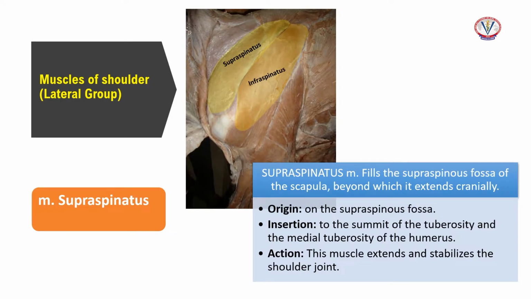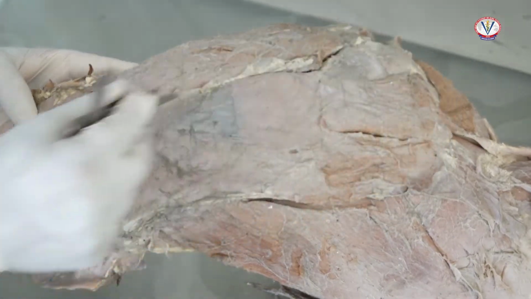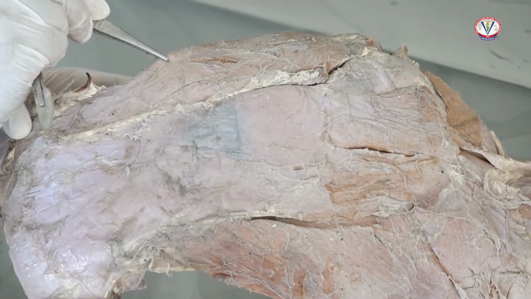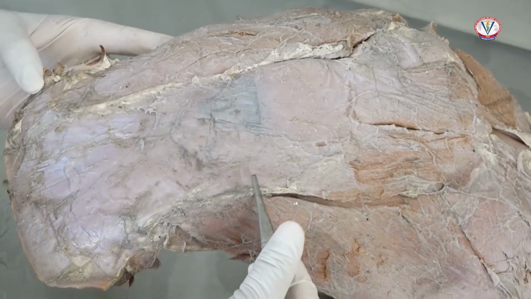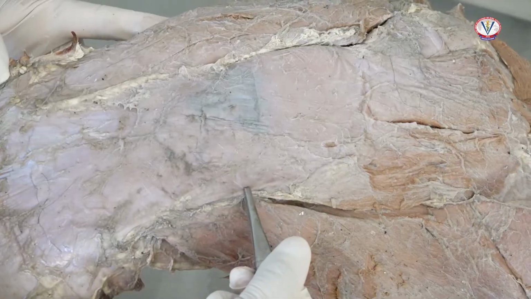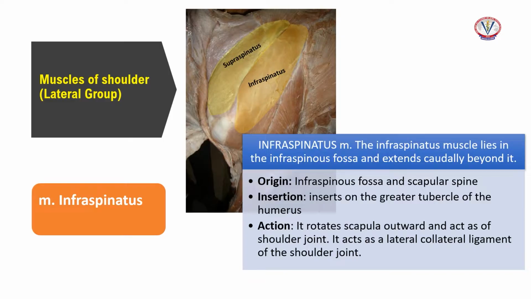Coming to the lateral side of the shoulder region, the supraspinatus muscle fills the supraspinous fossa of the scapula, beyond which it extends cranially, and this muscle extends and stabilizes the shoulder joint. The infraspinatus muscle lies in the infraspinous fossa and extends caudally beyond it. It arises from the infraspinous fossa and the scapular spine and passes over the lateral aspect of the shoulder joint, where it becomes a strong tendon. It rotates the scapula outward.